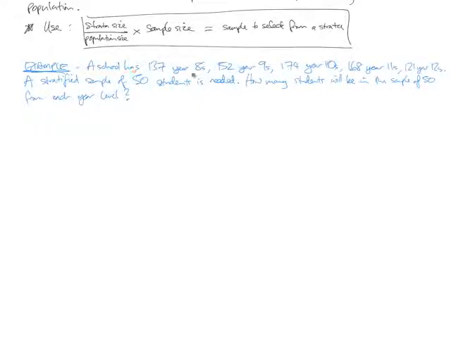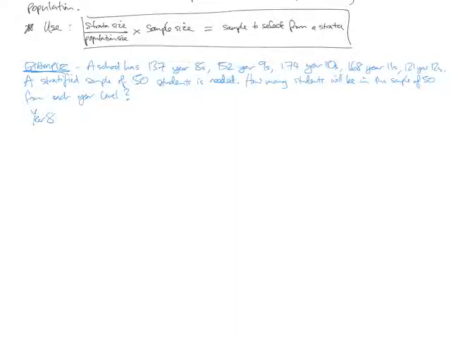So you have a school of 137 year 8s, 152 year 9s, 174 year 10s, 168 year 11s, 121 year 12s. And we're only selecting a stratified sample of 50 students. So we're only going to choose 50 out of all of these kids. But we want to choose a fair sample that's stratified, and we want to choose the right number of people from each year level. So from year 8, we need to apply that formula.